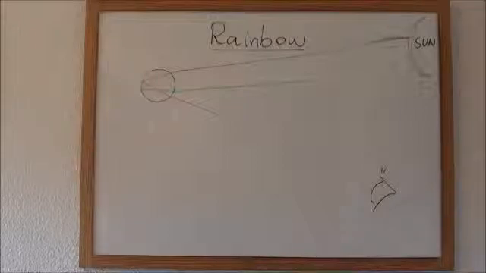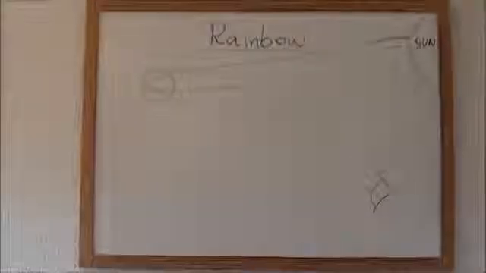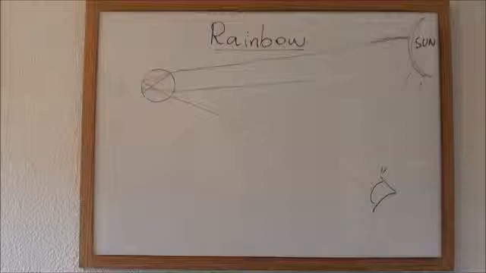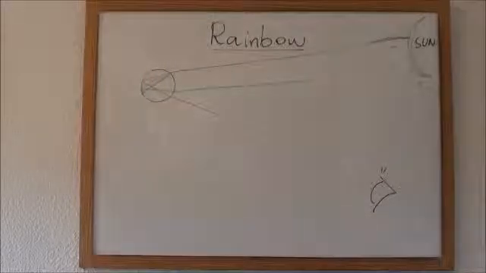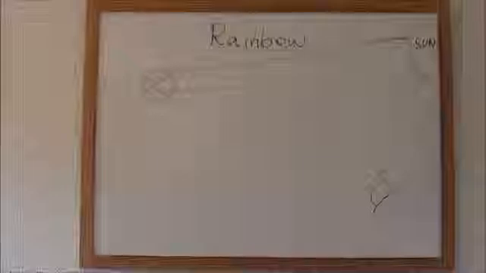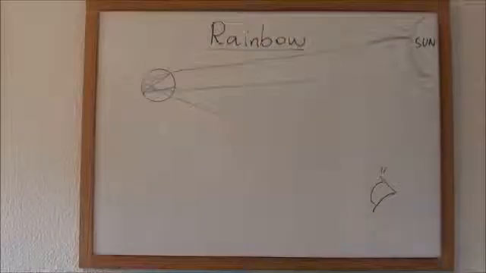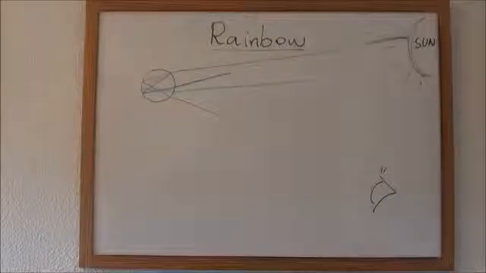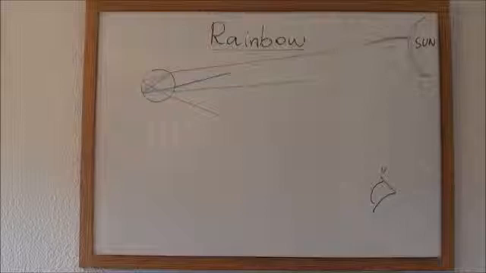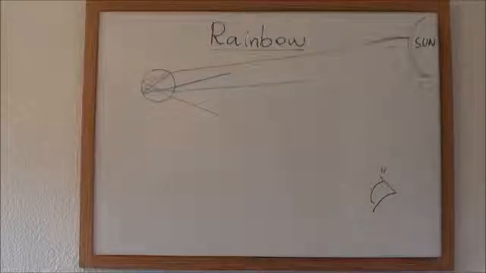Let's see what happens to blue now. Blue refracts even more than red and green, so it would go like that. Now it reflects the same as all the other colors and refracts again. So it gets lost, so we don't see the blue color either. We see just the red color, not green, not blue.